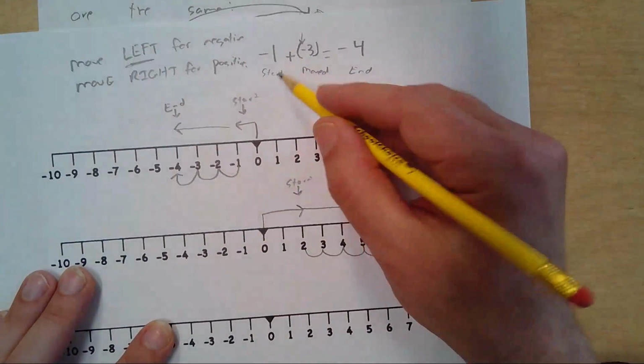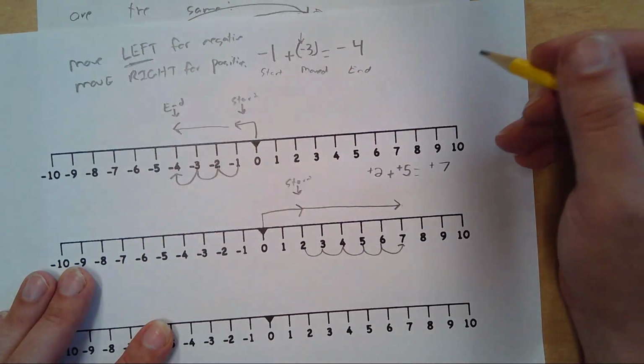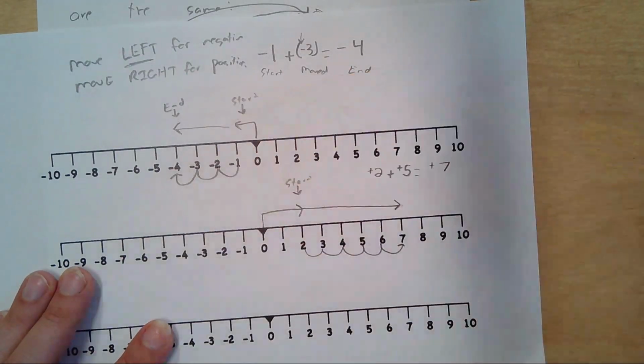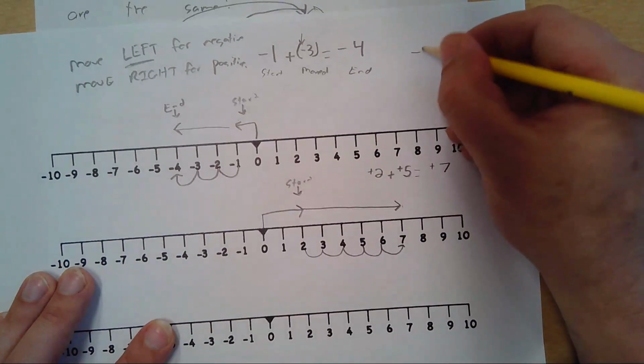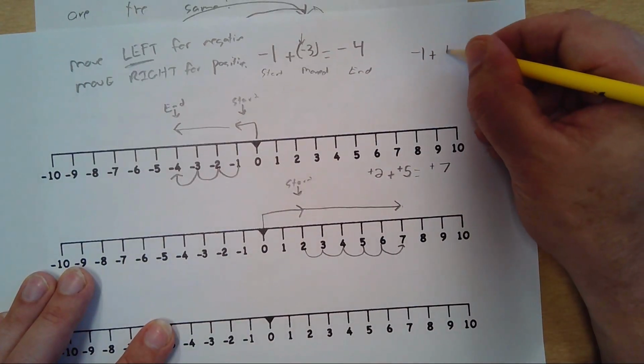Like if I had a negative 1 plus a positive 3, again, I'm starting here. But if I'm adding a positive 3, which way am I going to move? Which way? This way, and it's going to be positive 2 is going to be the answer. Right, positive 2.